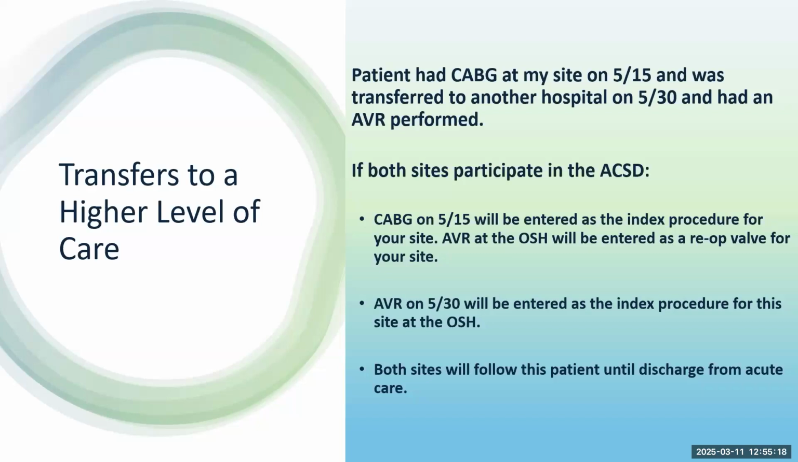So the CAB is the index procedure at your hospital. The mitral clip, I'm assuming, is a re-op valve. I don't know the details, but that seems the logical place to put it. And then the patient came back to your hospital. So the patient never left acute care.